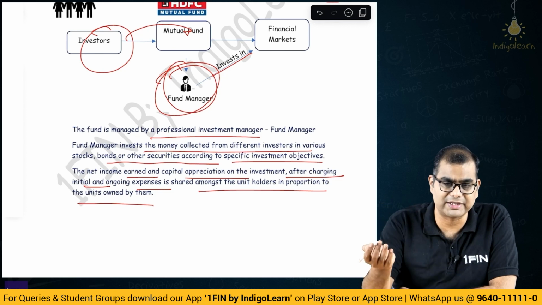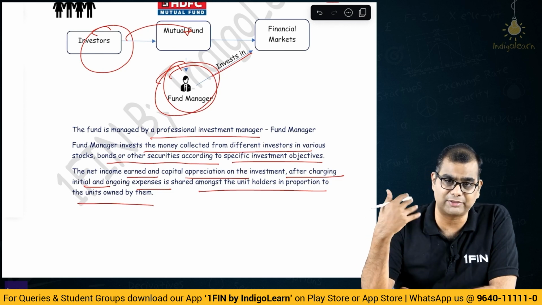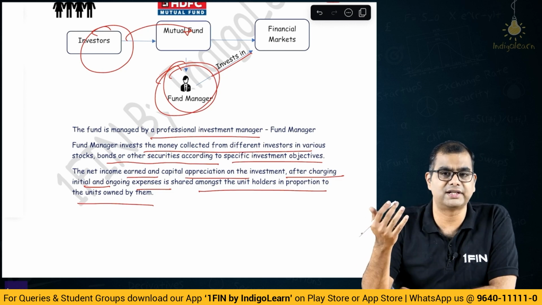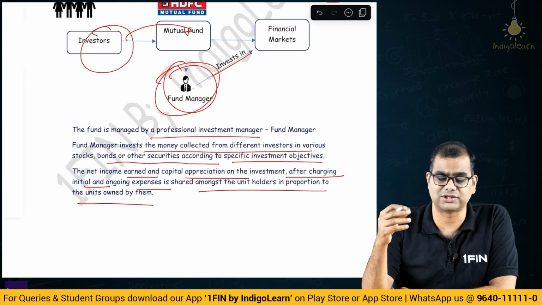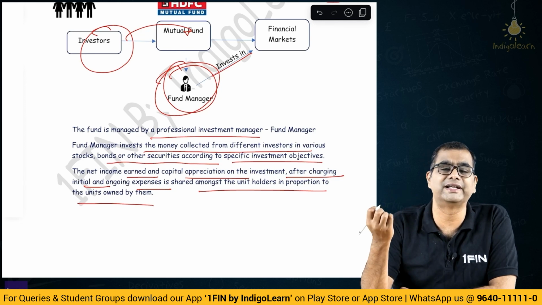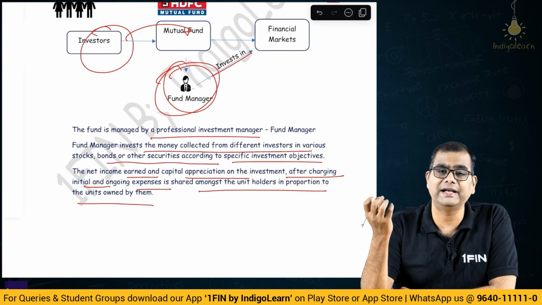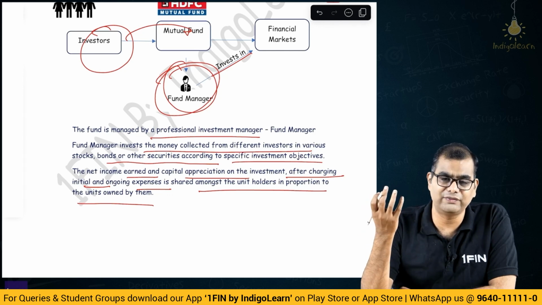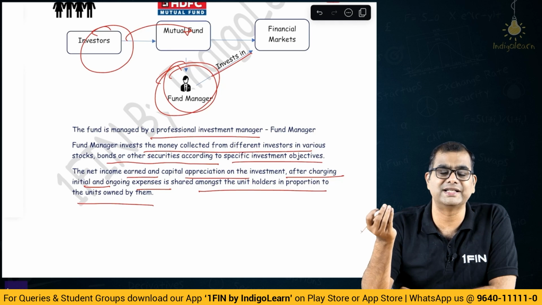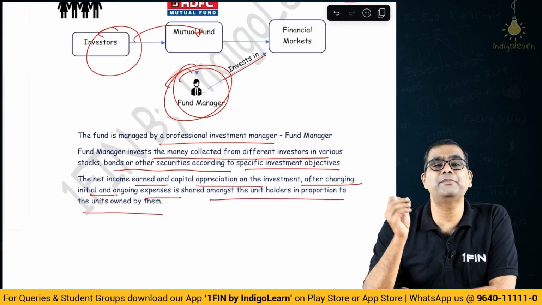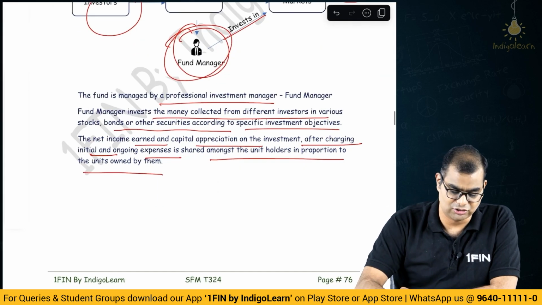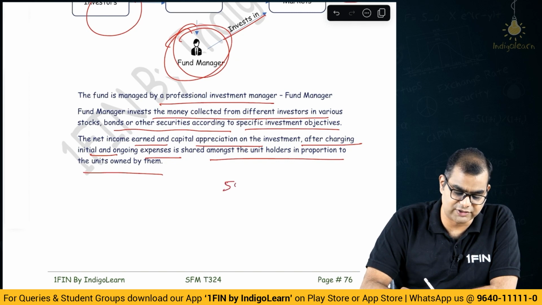So once the investment is made, the capital gains that are made or the dividends that are received are distributed among the investors. The capital gain is not necessarily distributed, but it increases the overall value of the asset, and the overall value of the assets under management that is increased is owned by all the unit holders in proportion to the number of units that they hold. So let's say initially you invested 5,000 rupees, later on it became 6,000 rupees.